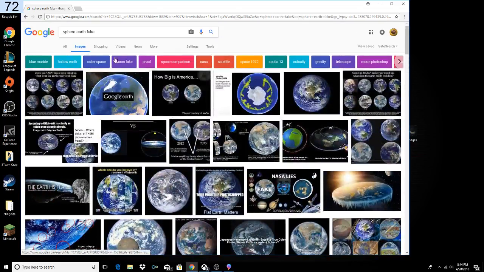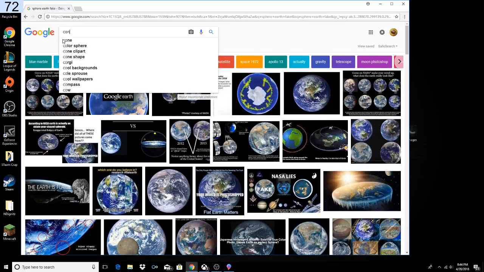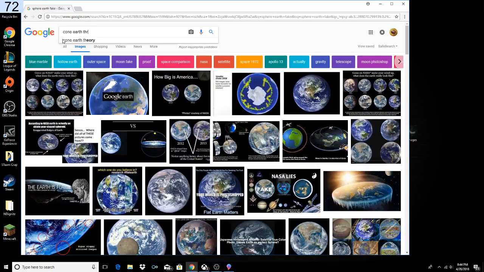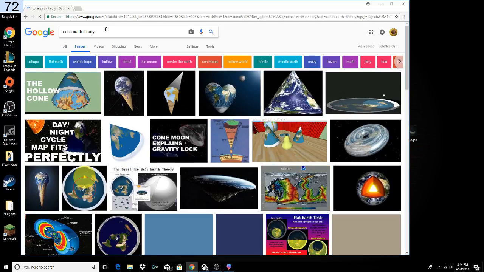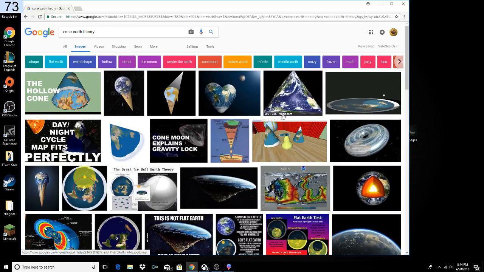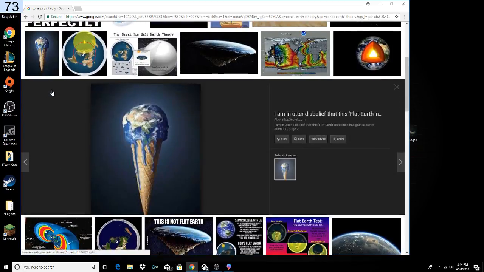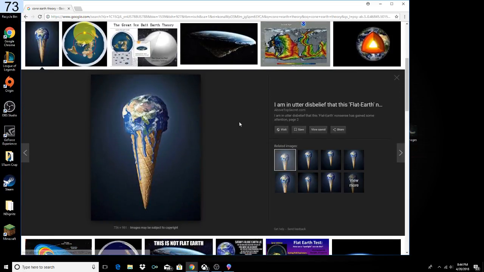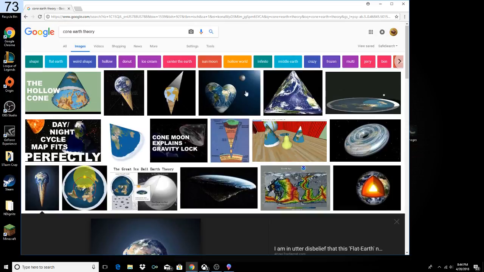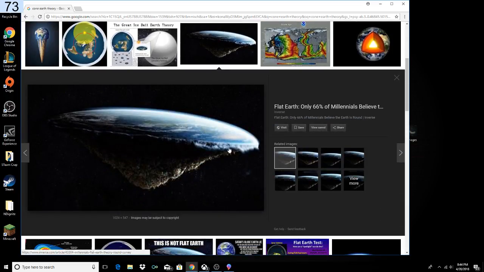Now, cone Earth theory. Basically like an ice cream cone. It's basically this, except a more enhanced version. No, it's basically this. Okay.